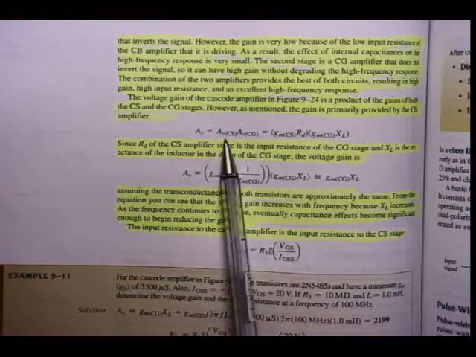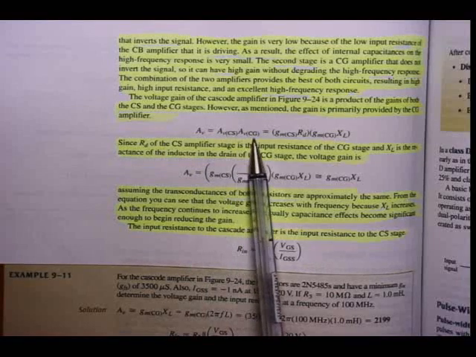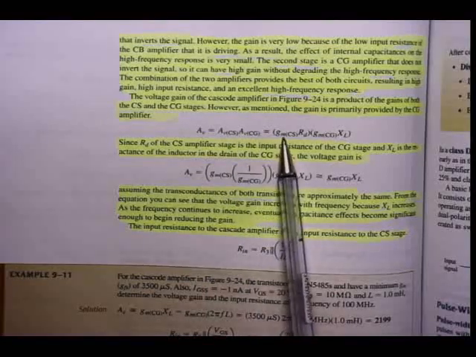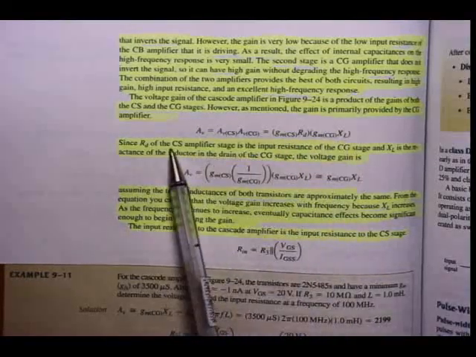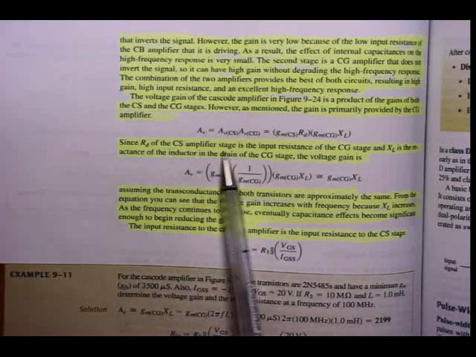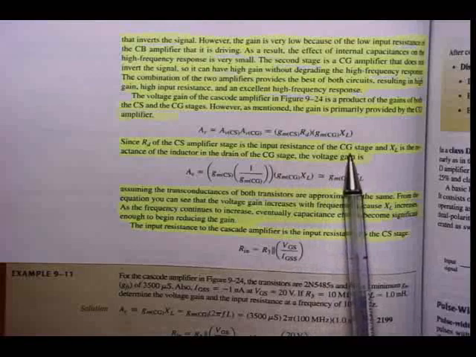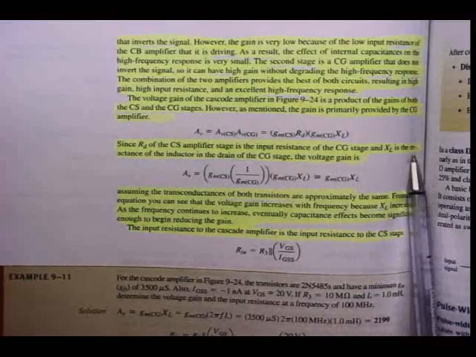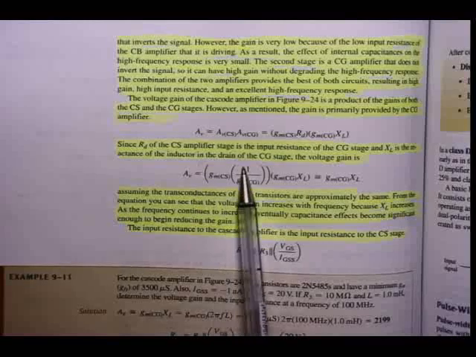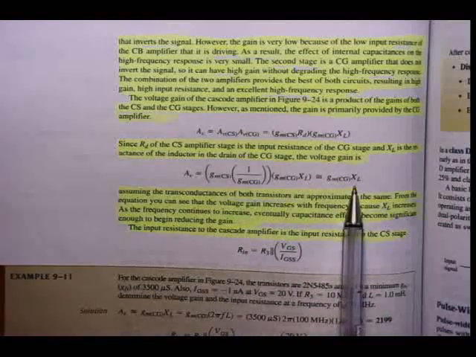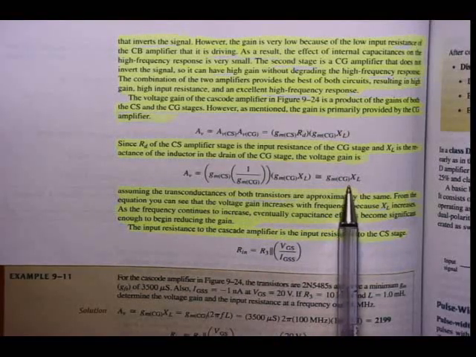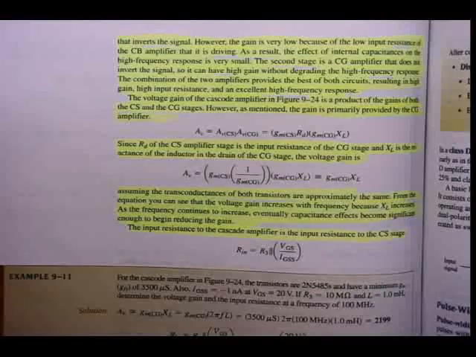Voltage gain is the voltage gain of the common source multiplied by the voltage gain of the common gate, which is gm common source RD times gm common gate XL. Since RD of the common source amplifier stage is the input resistance of the common gate stage, and XL is the reactance of the inductor in the drain of the common gate stage, the voltage gain is, not going to read everything, finally gm of the common gate times XL. XL, the reactance of the inductor, is knowledge that you've gained in your electrical engineering subject, right?